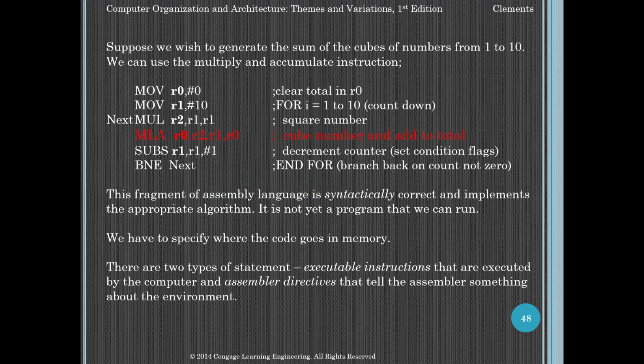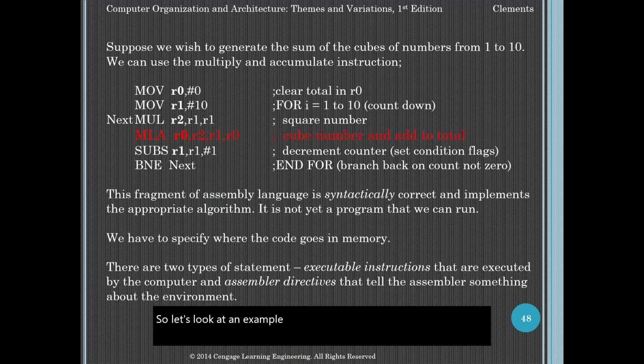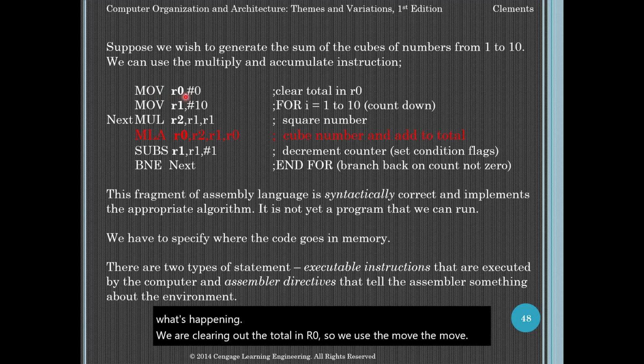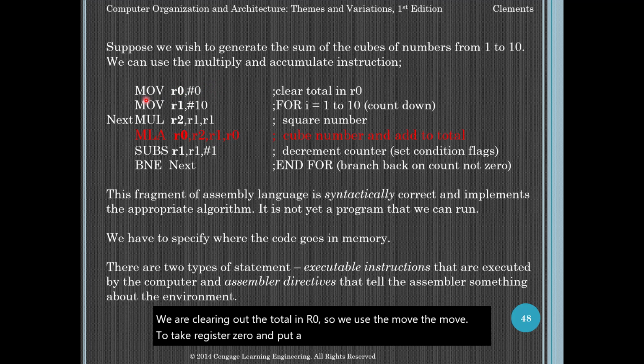So let's look at an example of a fragment of ARM code. Supposing we wish to generate the sum of the cubes of numbers from 1 to 10, we can use the multiply and accumulate instruction. Each line is commented, so we can understand what's happening. We are clearing out the total in R0. We use the MOV, the move, to take register 0 and put a literal 0 in it so that we're sure that we've cleared it out, which is good practice. And then we are also using a move on register 1 to put in a literal number 10.